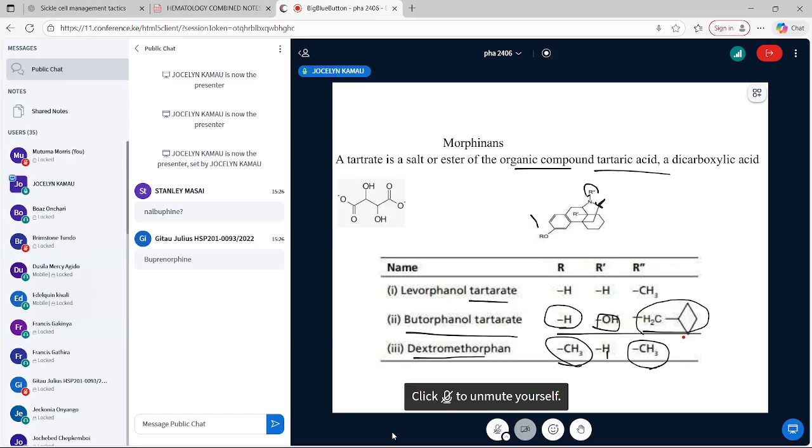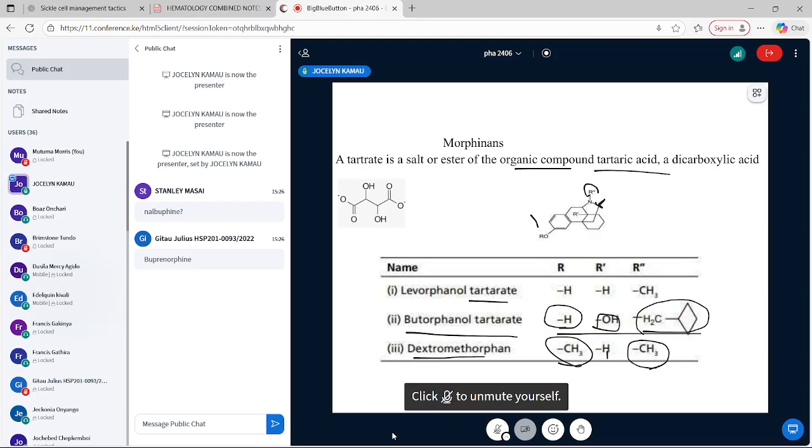Yes. So Stanley, thank you. You are correct. Indeed, you can say butorphanol is, of course, a morphinan. It is a synthetic analog of the morphinans. But indeed, nalbuphine has the same structure. It has a hydroxyl group, but of course the rest of the structure is the 4,5-epoxymorphinan. So nalbuphine is a structural analog of morphine. Butorphanol is a structural analog of the morphinans.